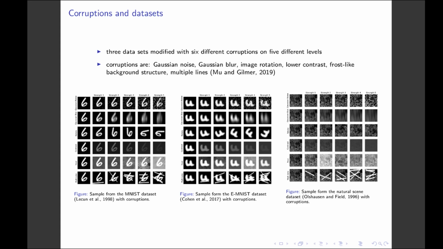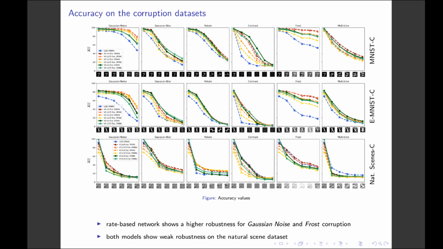You can see here a sample from each of these datasets with each of the 6 corruptions on each of the 5 levels. Here you can see now the accuracy values. The green lines indicate the excitatory populations from the spiking neural networks. The blue line, the LGN population from the rate-based neural networks, and from the dark red to the yellow line, the excitatory population from the rate-based neural networks.